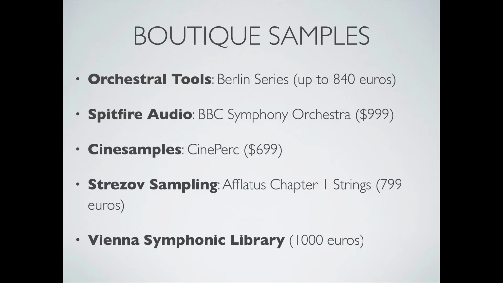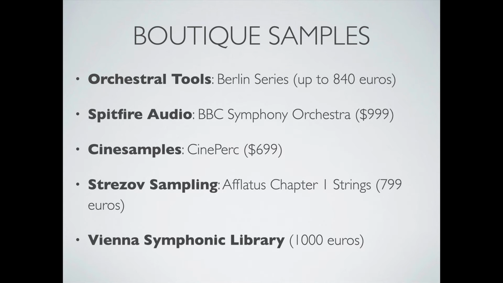Moving on to the boutique samples. This is the third tier I'm going to explore here, which is basically $600, $700, $800 and above. Orchestral Tools has their Berlin series, which goes up to €840 for the Berlin Strings at the time of this recording. Spitfire Audio has their BBC Symphony Orchestra, which is basically $1,000. They also have individual strings, woodwinds, brass, and percussion libraries that are around the same range.